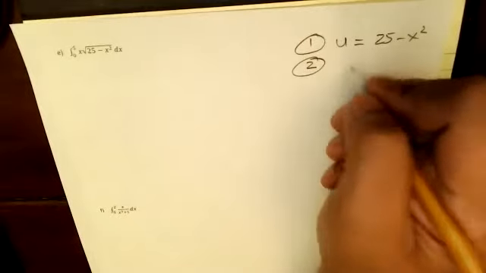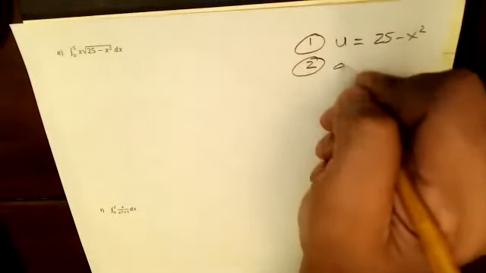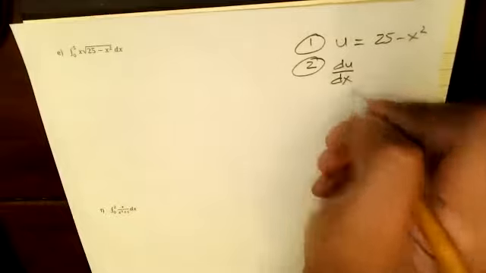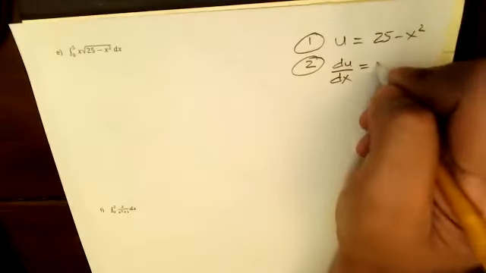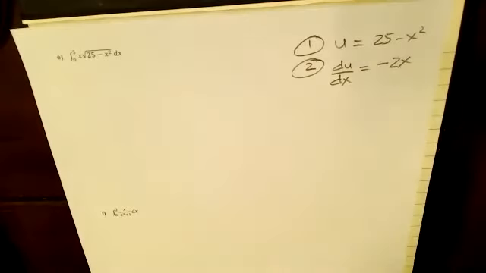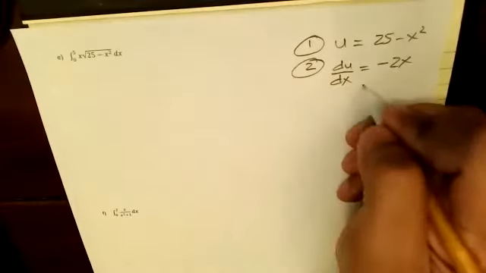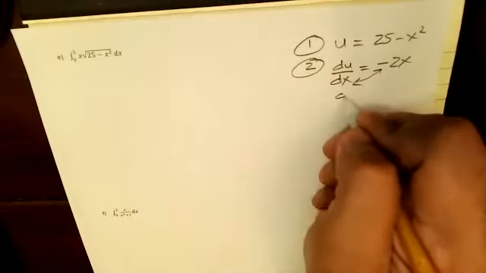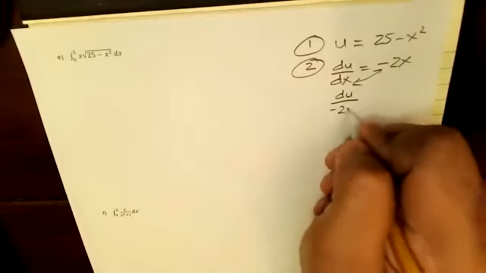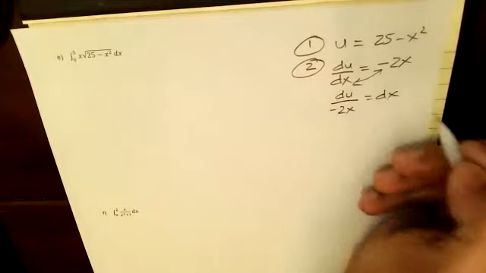Then step 2, I'm going to find the derivative of u. So the derivative of u is du over dx. The derivative of 25 minus x squared is negative 2x. And then after that, I'm going to switch these. I'm going to get the dx by itself, and I'm going to put the negative 2x down here in the denominator.